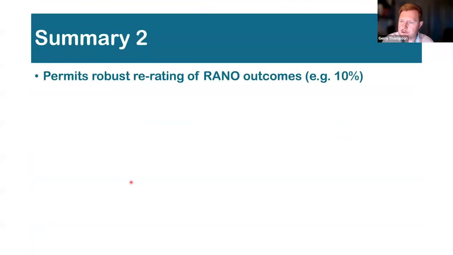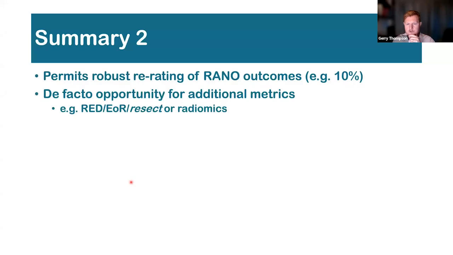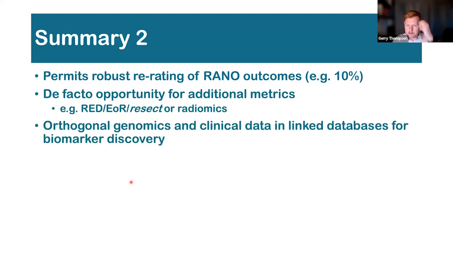It also then allows this kind of re-rating of the RANO outcomes. If you want to test how robust it is or if there are any impacts on your outcomes, you can have it, say, flag 10% for re-rating, which isn't usually done in the local or distributed model. It gives a de facto opportunity for these additional metrics. So as I showed, the extent of resection or the RANO resect or any radiomics things, because of the way the platform is set up, it allows that to happen with almost no overhead.